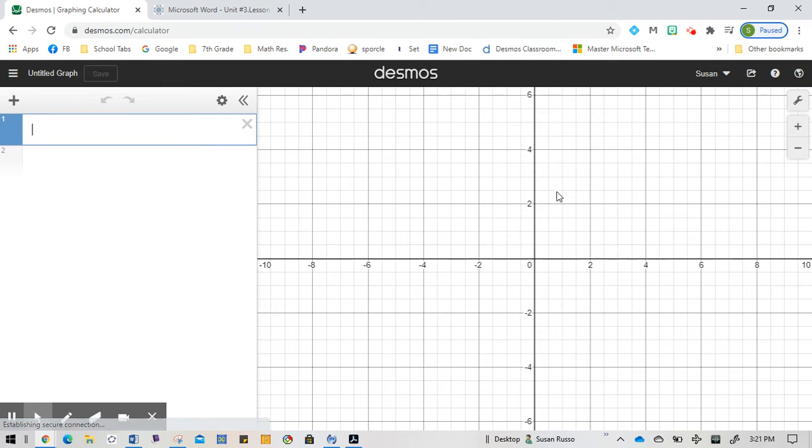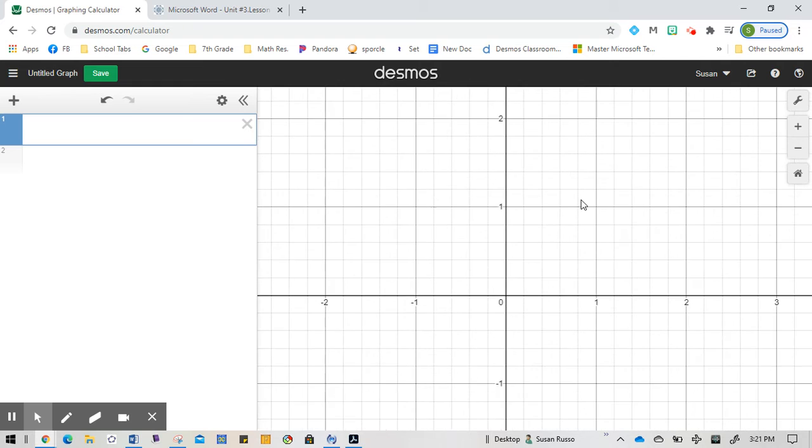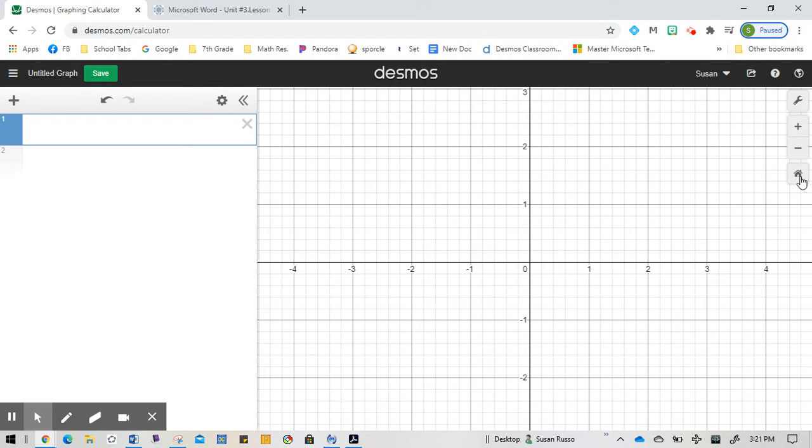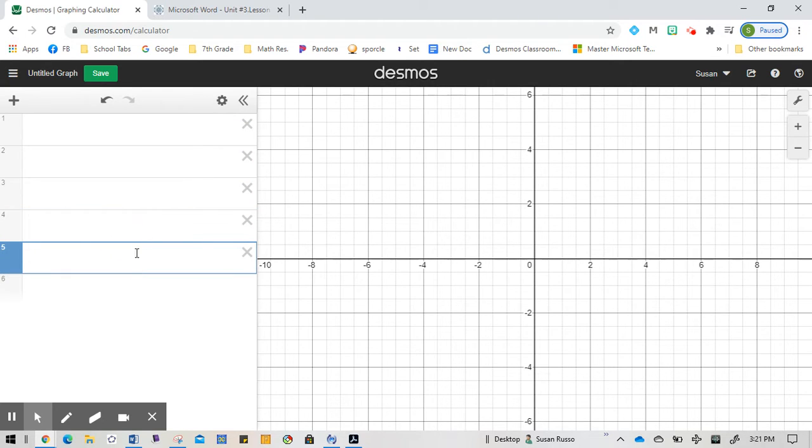Now Desmos looks like this. It gives us the X and Y axis, the coordinate plane. I can zoom in and out using these buttons over on the right. Zoom in, out. That little home button, if I've zoomed, it'll take me back to kind of a square -10 to 10 window here. These little spots on the left of my screen, if you're on the app, they're probably at the bottom of your screen. That's where we're going to enter our math.